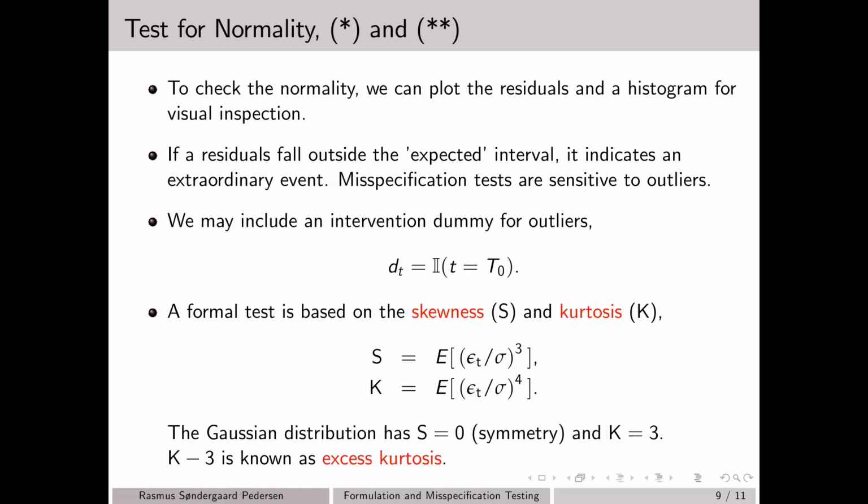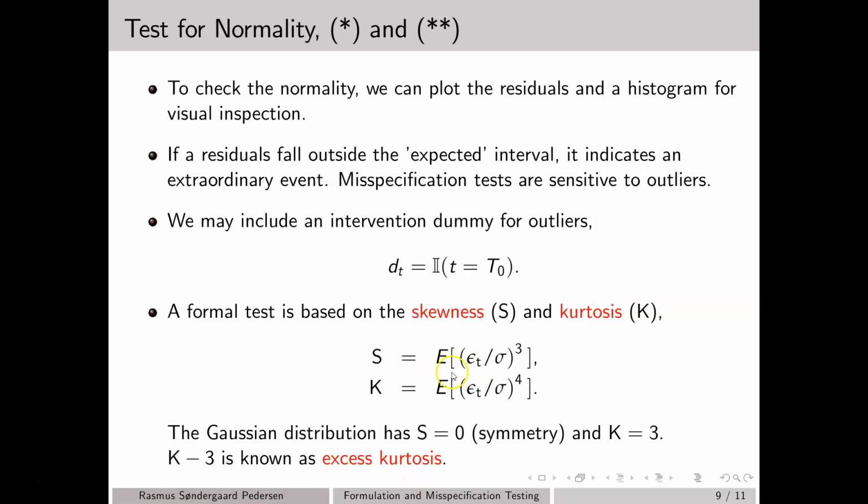If the error term is normally distributed with mean 0 and variance sigma squared, then it should hold that S is equal to 0, meaning that the error term should have a symmetric distribution, which is the case for the normal distribution, and it should have so-called no excess kurtosis. So K should be equal to 3, such that K minus 3 should be equal to 0.